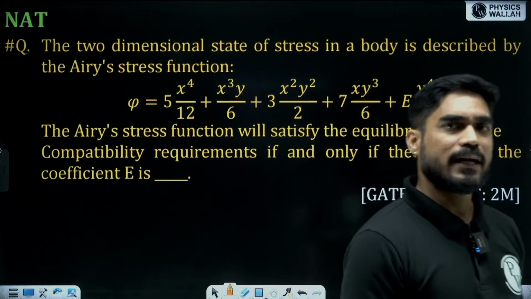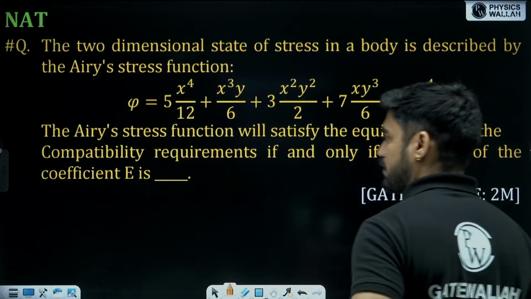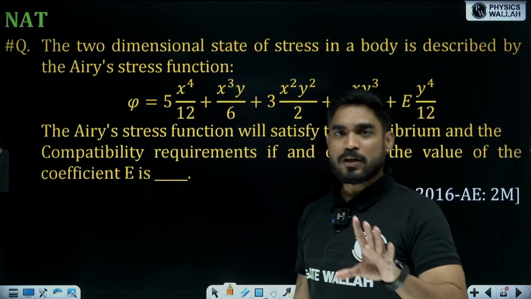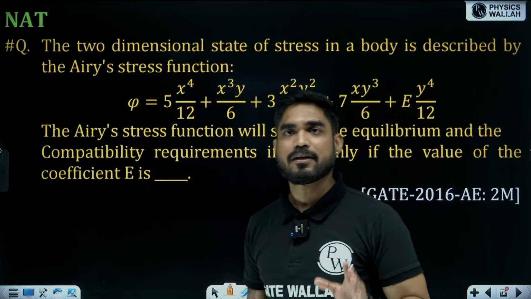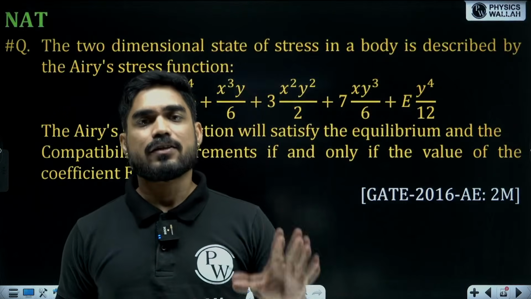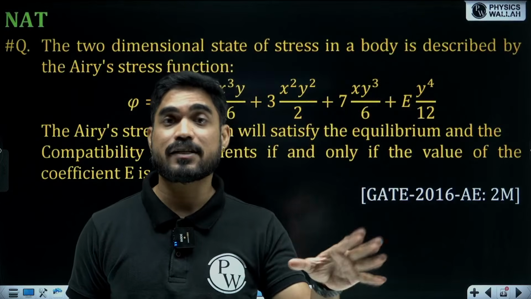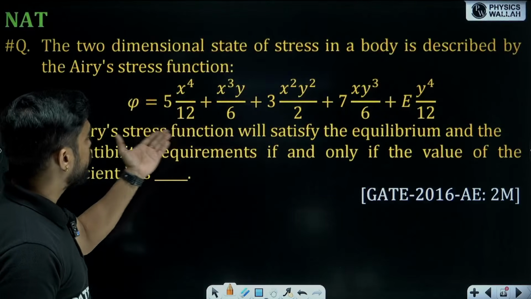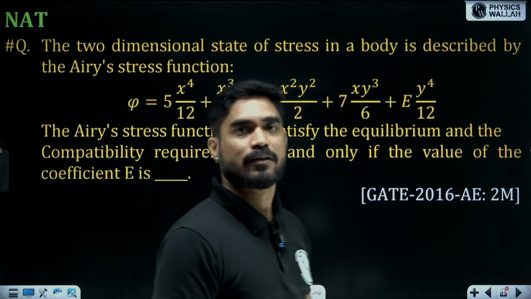See, here the equation of phi is given and we need to satisfy both equilibrium and compatibility requirements. Now I told you, you don't need to satisfy equilibrium equations and compatibility equations separately. All you need to do is just use the biharmonic equation. If the biharmonic equation is satisfied, then both equilibrium equations and compatibility equations are satisfied.